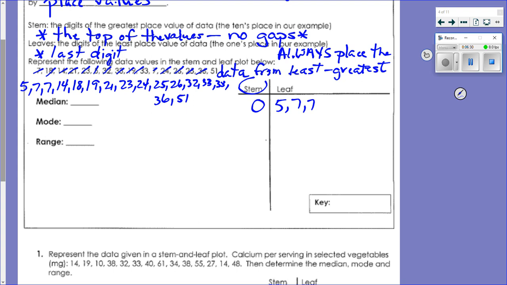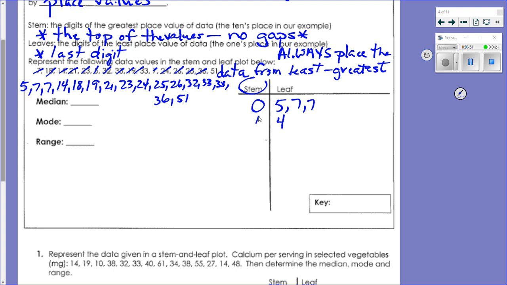Okay, so before we left, we did all the place values with a 0 in the tens place. So what do you think my next stem is going to be? Good. A 1. So my next one, now I'm doing all of them that have a 1 in the tens place. So my first one is a 14. So my first leaf will now be a 4.